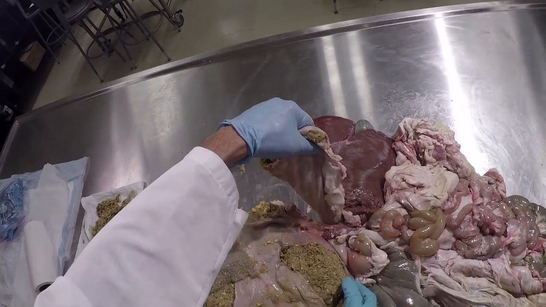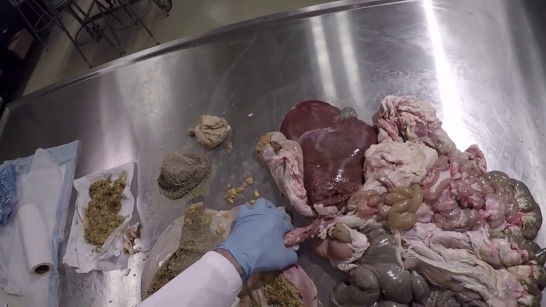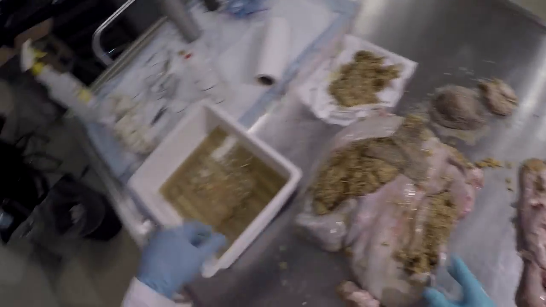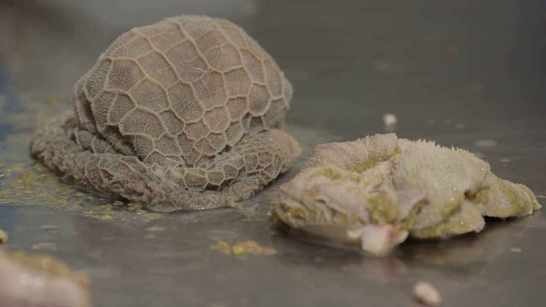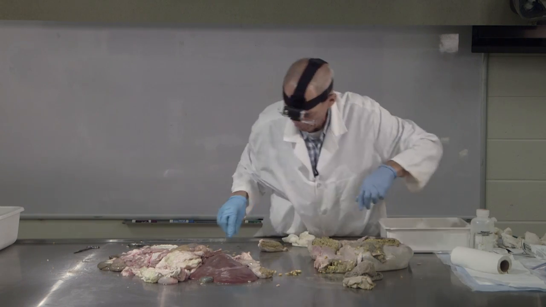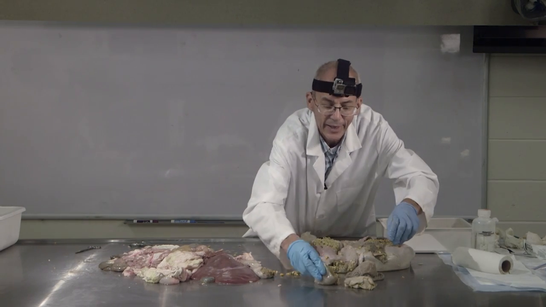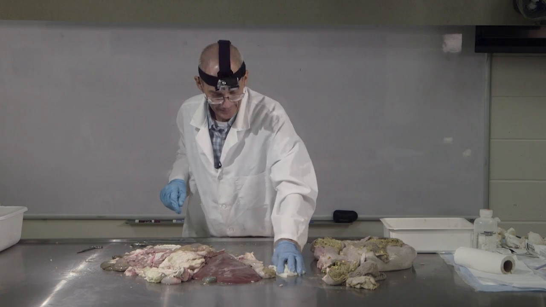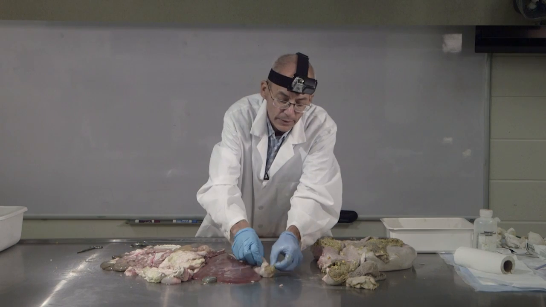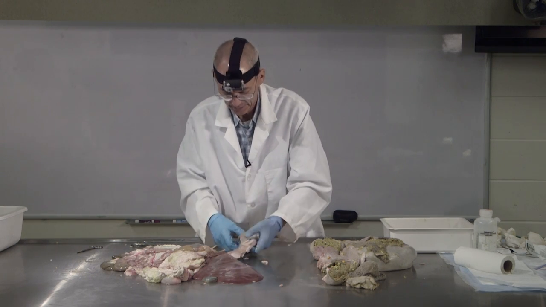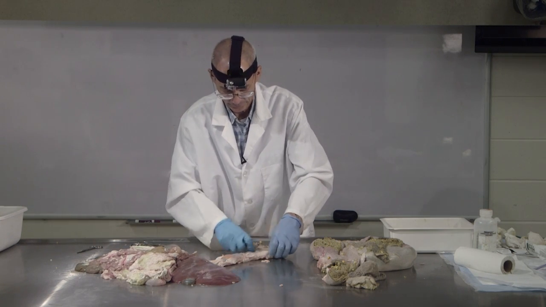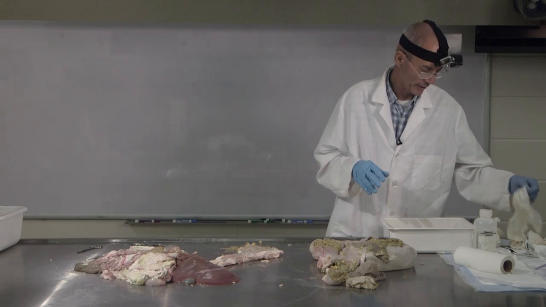And so I'm going to remove those three portions. So here we've got rumen, reticulum, and omasum. Here's the other half of the omasum. And now we can look at the last compartment of the stomach. That is the abomasum.